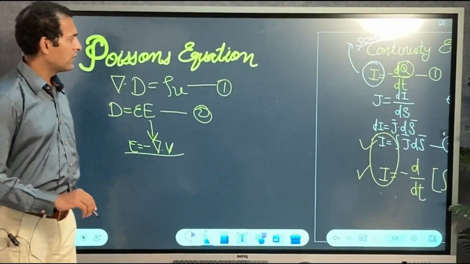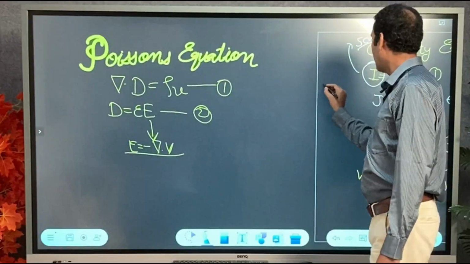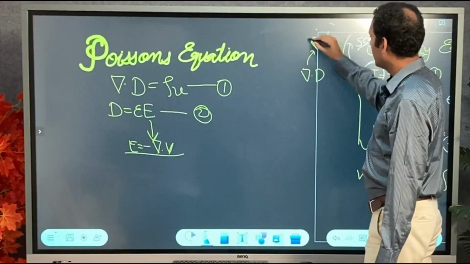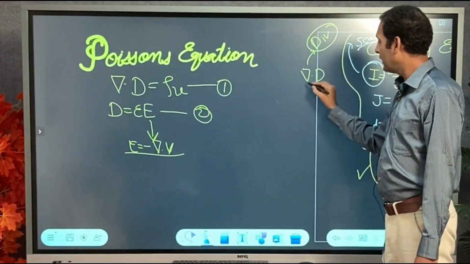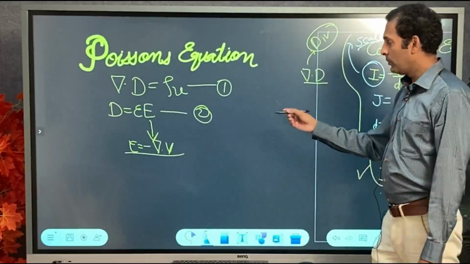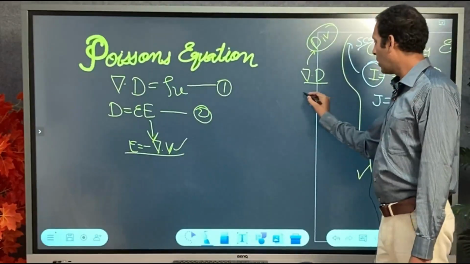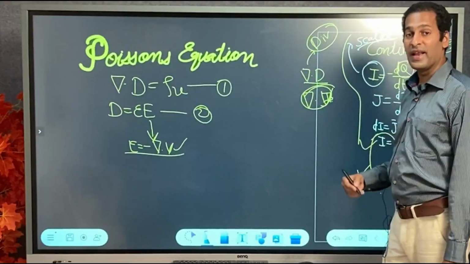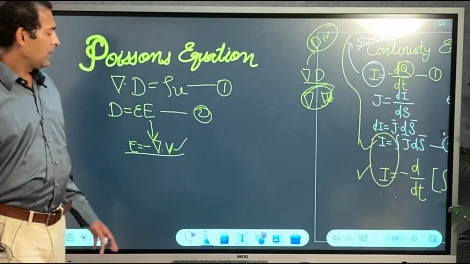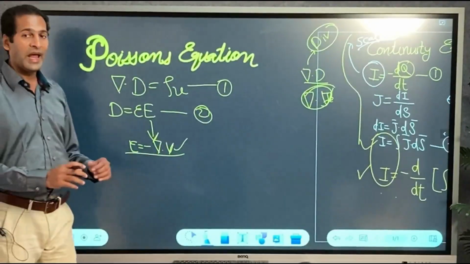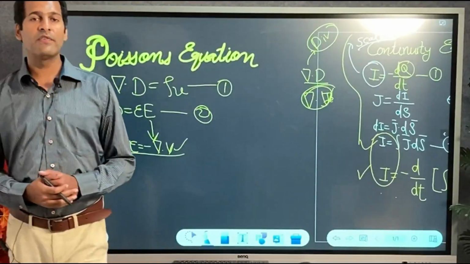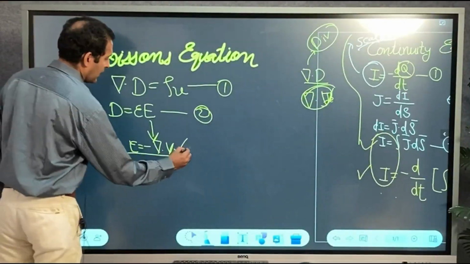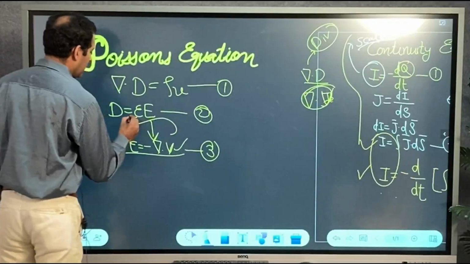Now here we have to remember the difference. Del dot D is called divergence, because the definition is that if we take the dot product of del with any vector, then we will call it divergence. But voltage is a scalar quantity. If we take del of a scalar quantity, say voltage, then we will call it gradient. So this term is called gradient. Electric field intensity is nothing but the gradient of voltage. Voltage creates the electric field intensity. Because of voltage only electric field intensity flows. So call this equation number 3 and keep it in equation number 2.